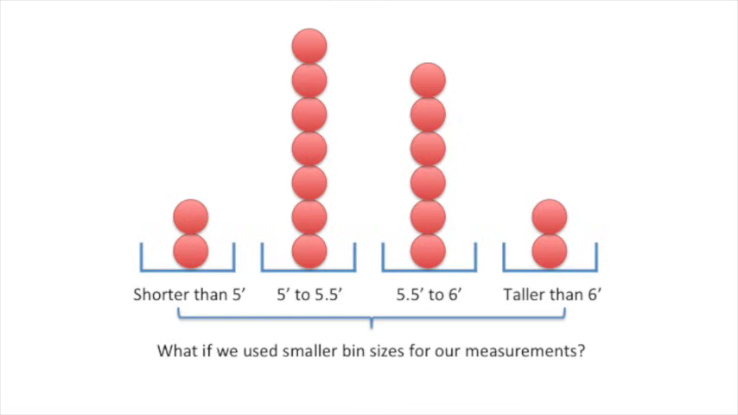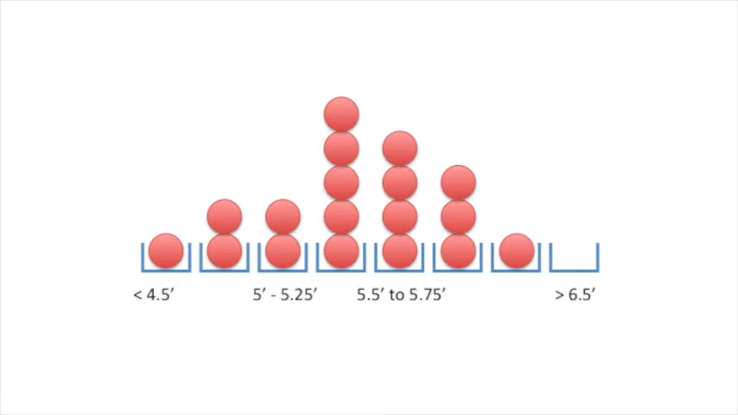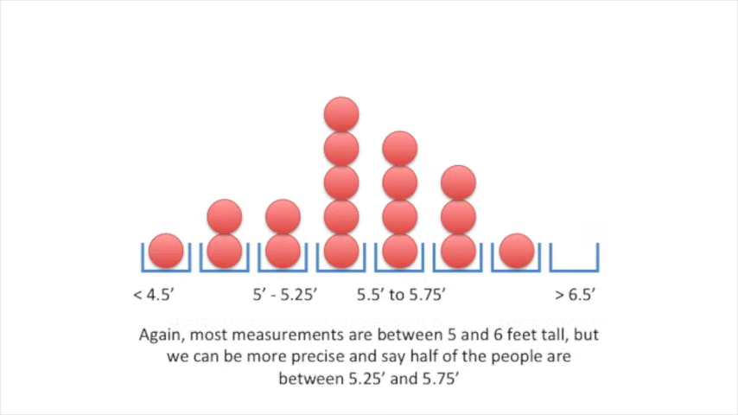What if we use smaller bin sizes for our measurements? Now the bins are half as wide as before. And here's how our data stacks up in the smaller bins. Again, most measurements are between 5 and 6 feet tall, but we can be more precise and say half the people are between 5.25 feet tall and 5.75 feet tall.